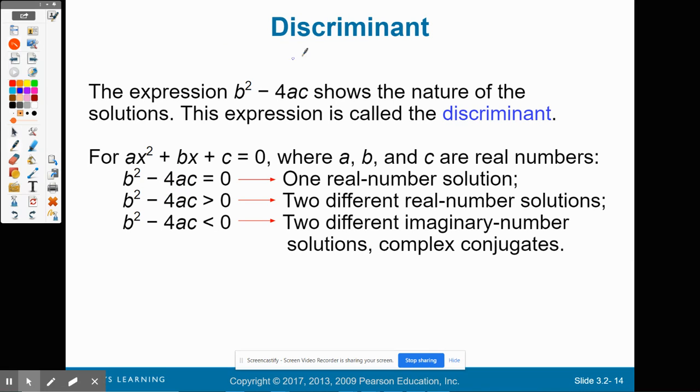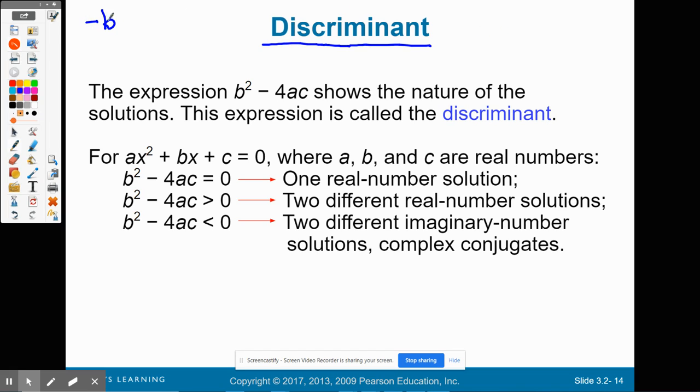Okay, so what is a discriminant? Discriminant has the root that looks like discriminate. And when you discriminate people, you're separating them. When you're discriminating against somebody, and that's what we're going to do here. We are going to separate the solutions.